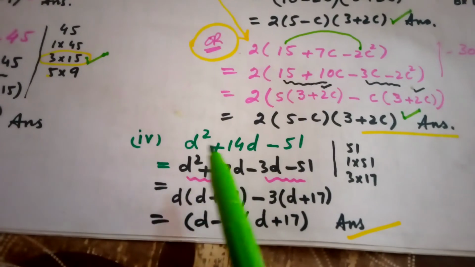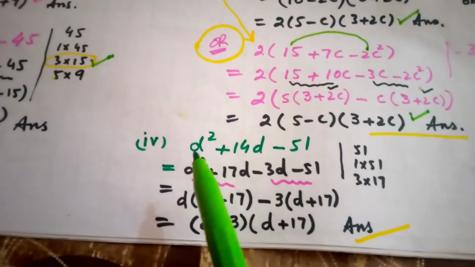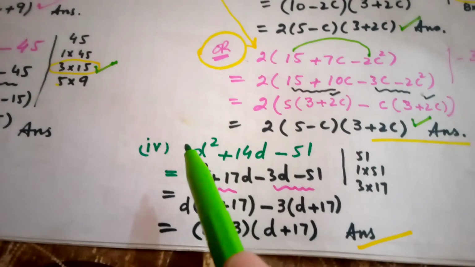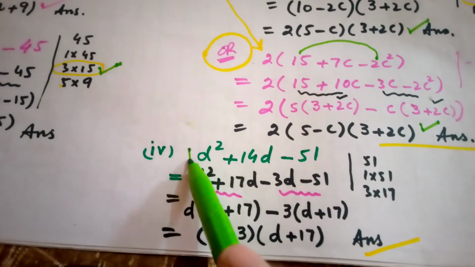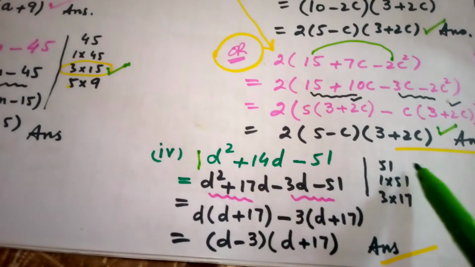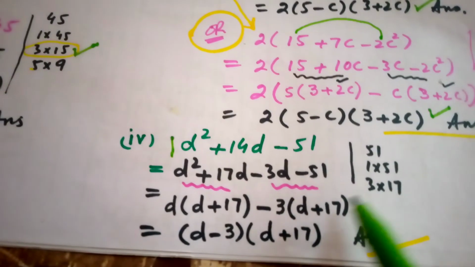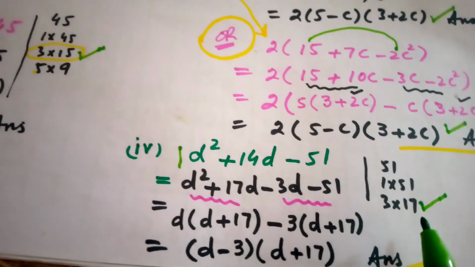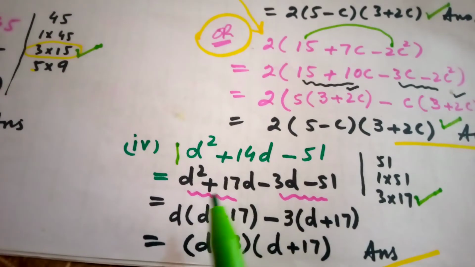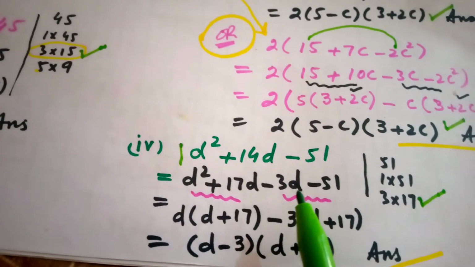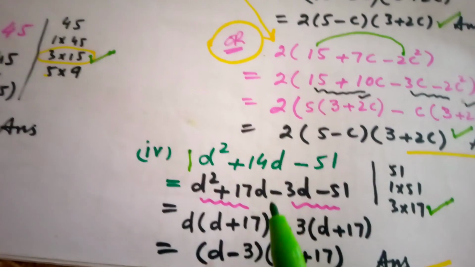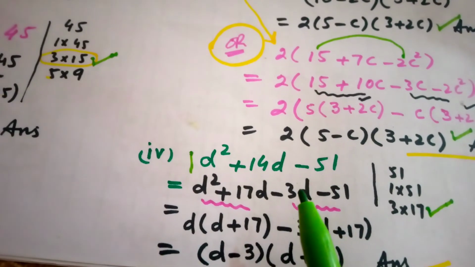Okay, and the last part of this worksheet question is d square plus 14d minus 51. Same case, 1 is here, then you will multiply 1 with 51, so you can take the pairs, and you have to select the appropriate pair of values. So this is plus 17d minus 3d. The sum of these two numbers will give you 14, and the product will be 51.